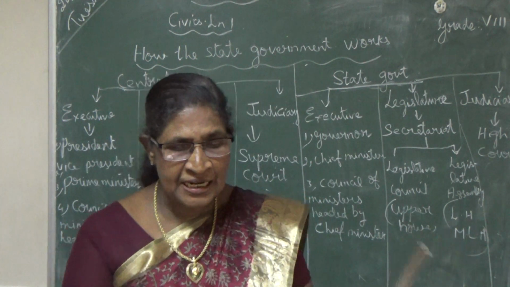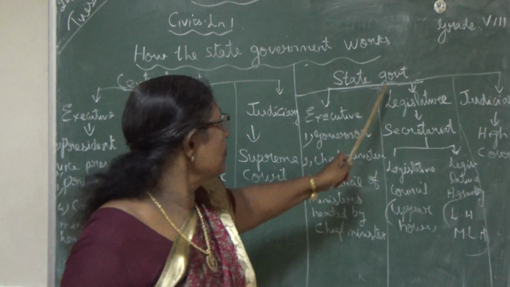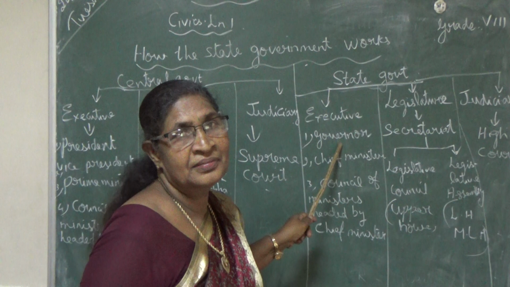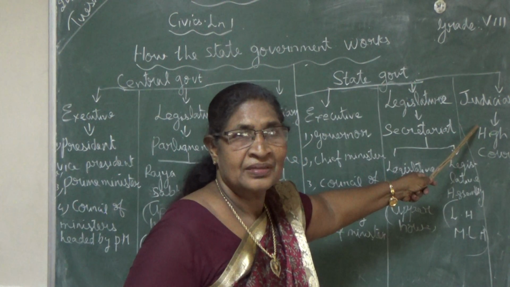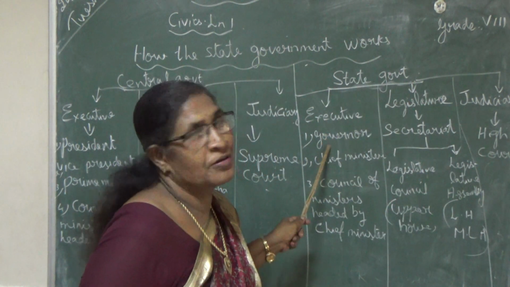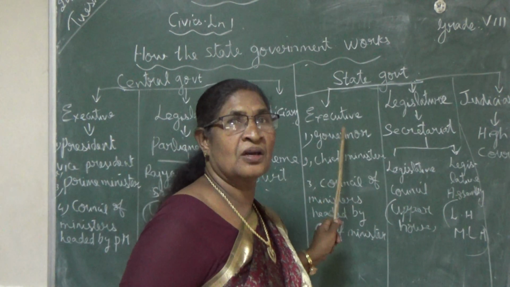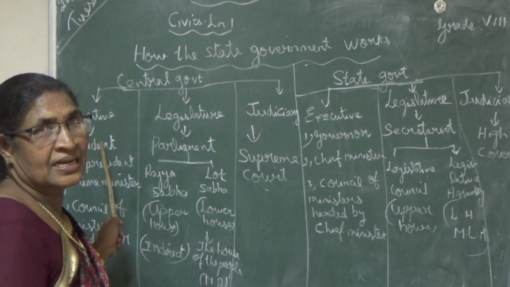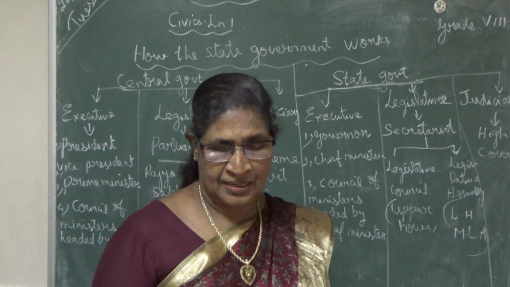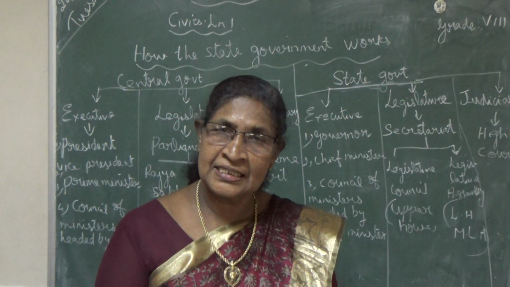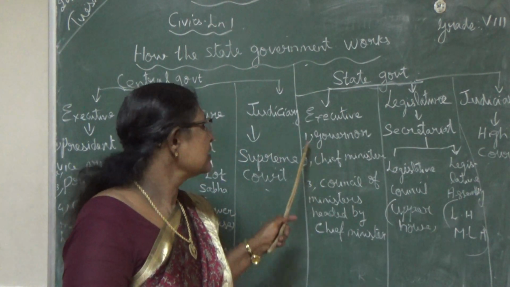But the state government cannot remove the governor from his post or from his office. That means the legislature or judiciary have no right to remove the governor from his office. Who has the right to remove the governor from his post? Only the president has the right. The president appoints the governor also, so the legislature or the high court has no role in the removal of the governor.